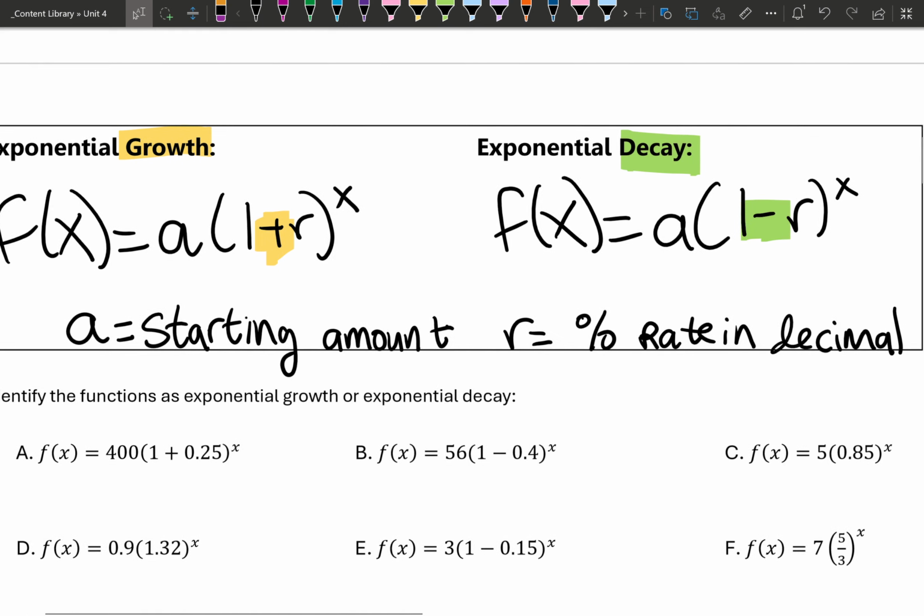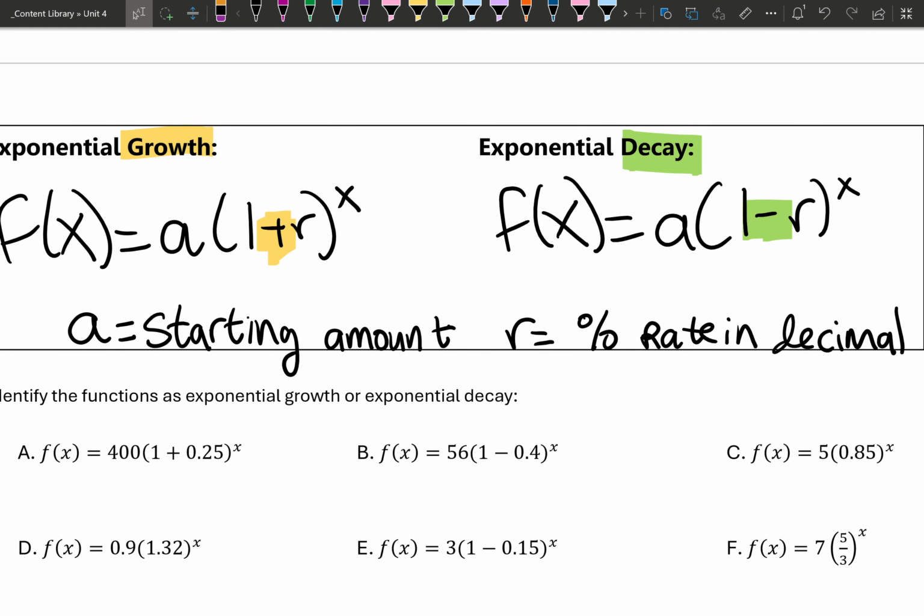Now, when we're identifying exponential growth or decay equations in word problems, we look for words that model something that's growing, so increasing, earning. Decay would be something like decreasing, losing, things like that, or depreciating. Now, if we're just looking at the function itself, the easy way to tell, of course, is the plus and minus. However, sometimes there's no plus or minus within the parentheses. So what we think about is the number inside the parentheses: is it bigger than 1 or smaller than 1? If it's bigger than 1, it's growth. If it's smaller than 1, it's decay.